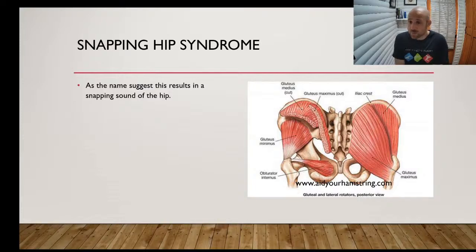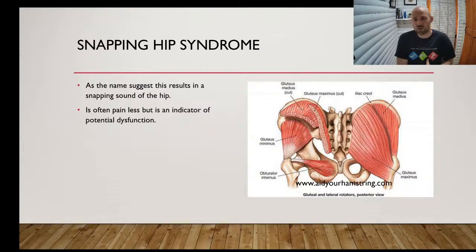A lot of the time it's painless. It's often a condition that we just sort of are aware of but don't experience pain. But what we want to be doing is we want to be addressing those glute muscles. We want to be understanding where the tightness in the hip that's causing that hip to snap is. So again, that could be through the glutes. It could be through TFL, which is the muscle that sits on the side of the hip. It could be a hip flexor issue.